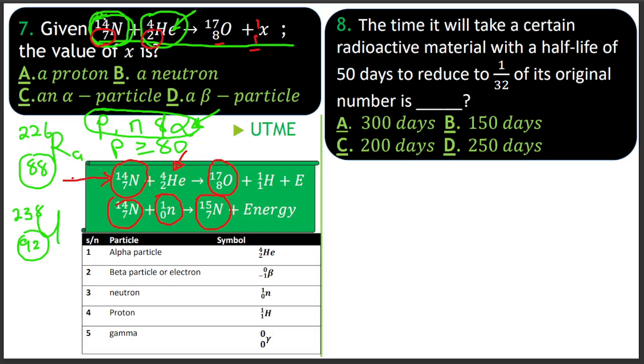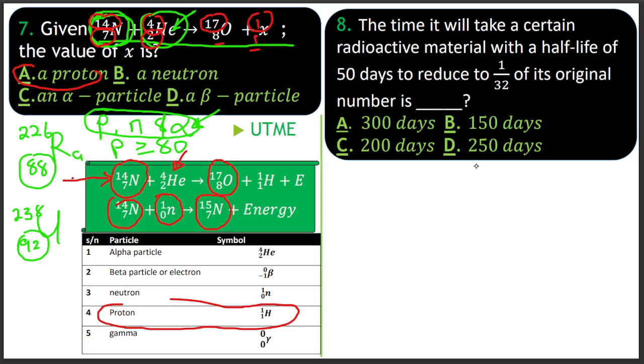What about up? Here we have 14 plus 4 will give us 18. And here, 17 plus 1 will give us 18. So the nuclear equation is balanced as well. So the correct option is A. Now, a proton is also represented like this. You can use normal hydrogen to represent a proton because they have the same nature.